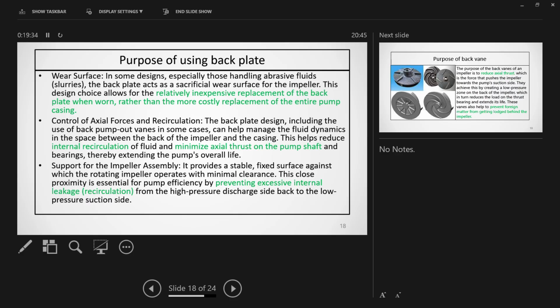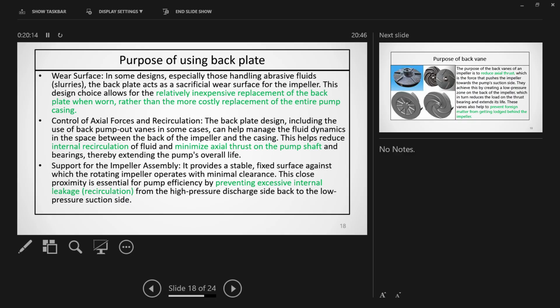The backplate is a relatively inexpensive replacement when worn out, rather than the most costly replacement of the entire pump casing, and it minimizes the axial gap. As the discharge pressure is less, the axial thrust will be less throughout the backside of the pump impeller, so axial thrust you can also balance. And as the leakage through the back plate and backside of the impeller is minimum, your recirculation will be less, and your stuffing box pressure will also be less.